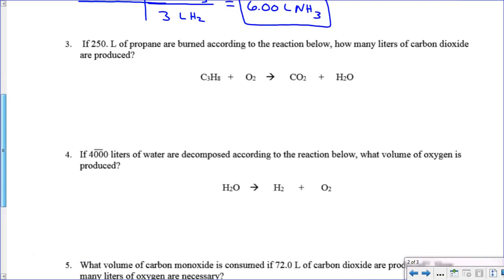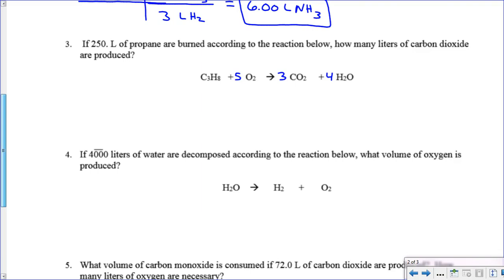For number 3 here, again, the first thing we have to do is balance it. So I start by balancing the carbons. There's 3. Then I balance the hydrogens. There are 8 on both sides. Then I balance the oxygens. If we count the oxygens from the CO2 and the water, there are 10 on the product side, so we put a 5 in front of the O2 to get that to balance.